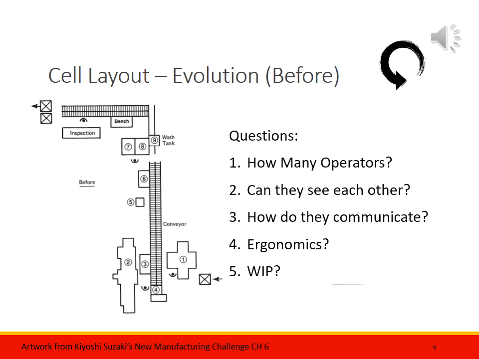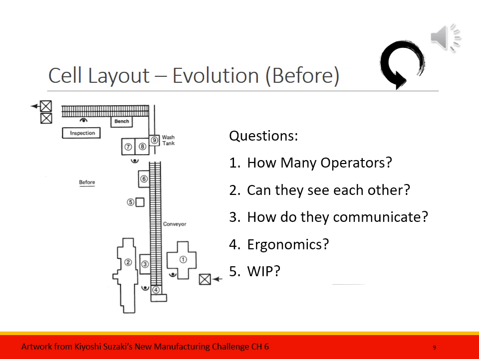So here is a manufacturing line, and it's got a lot of conveyor in it, a lot of automation. So how many operators do we see in this line? I count 1, 2, 3, 4. I count 4 operators. And I see a bunch of automation, conveyors. Can these operators see each other? Do they have the ability to communicate with each other?